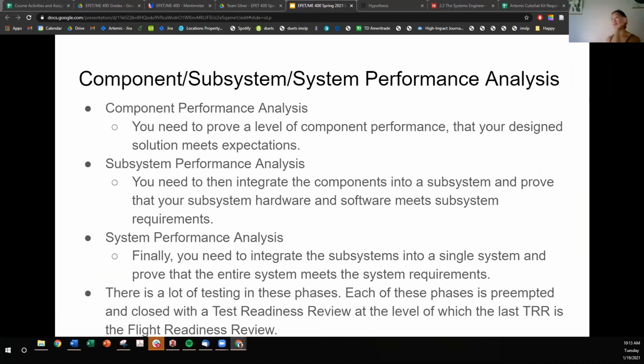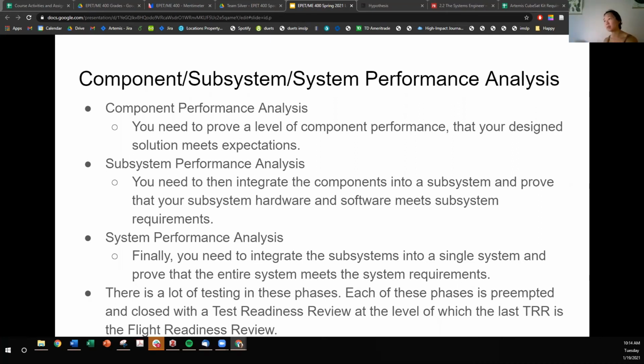And then I've kind of smushed the rest of the process because it's kind of like the same process, but at different levels. So we're going to move up from the design, from the components to subsystem to system, and then to finally delivering your spacecraft.